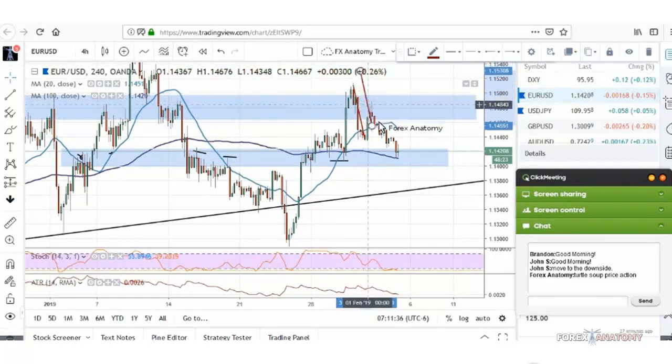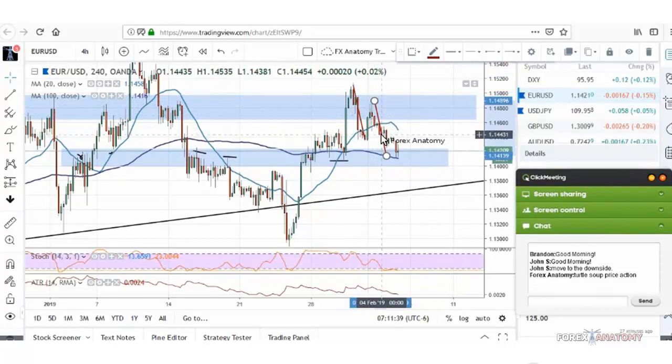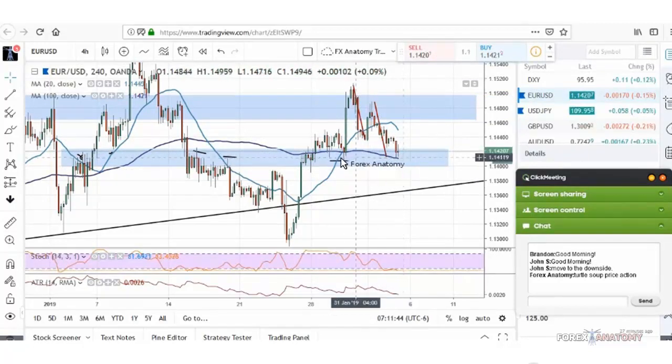Let's drag this right here to the top, and you get boom, right here in the same area. Price is in the same area where we found support before: support right here, resistance right here, resistance, support, support.